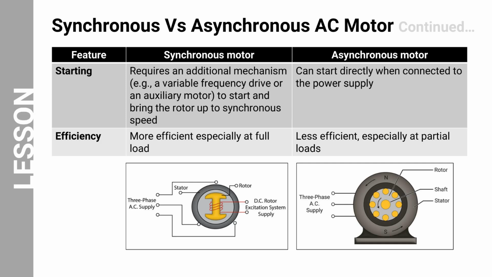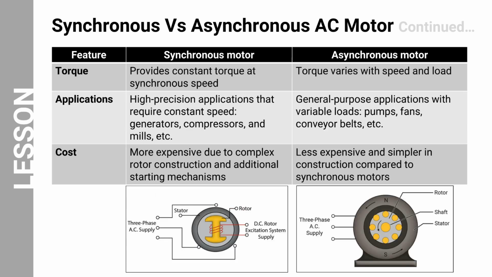Synchronous motors require an additional mechanism, such as a variable frequency drive or an auxiliary motor, to start and bring the rotor up to synchronous speed. In contrast, asynchronous motors can start directly when connected to the power supply. Synchronous motors are more efficient, especially at full load, and provide constant torque at synchronous speed. In contrast, asynchronous motors are less efficient, particularly at partial loads.